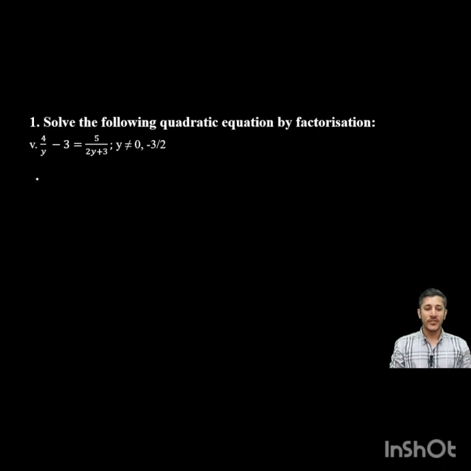Alright, the next question that we have is 4 upon y minus 3 is equal to 5 upon 2y plus 3.